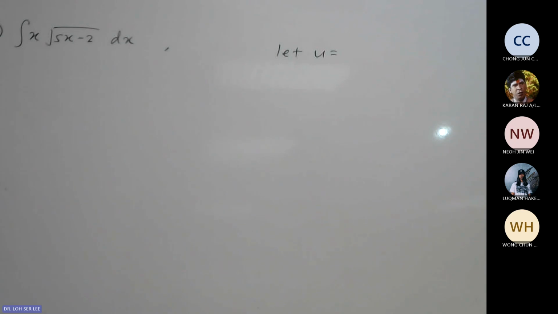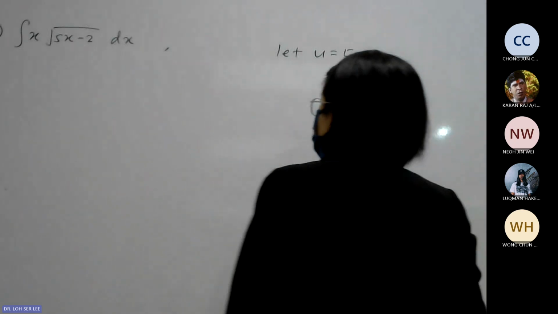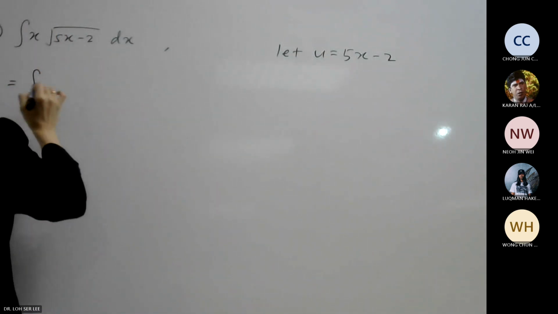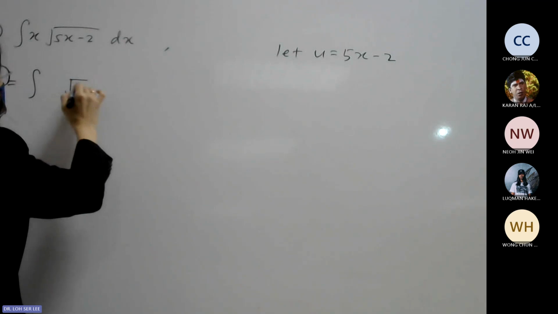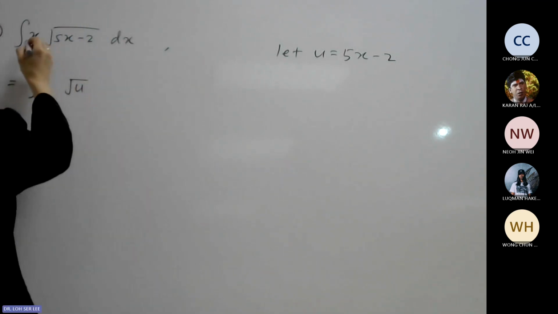Okay, number 7, what is your u? You can choose 5x minus 2, the sum of 5x minus 2. So you have a sum u, and you need this.